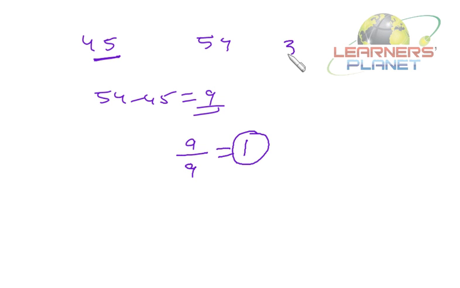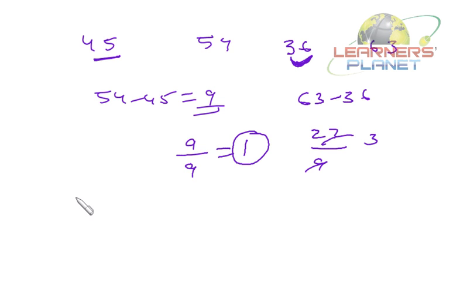Suppose I take another example, 36 and 63. Then 63 minus 36 is 27, and if I divide 27 by 9, I'll get 3, which is the difference between these two digits. This concept will be very useful in applications.